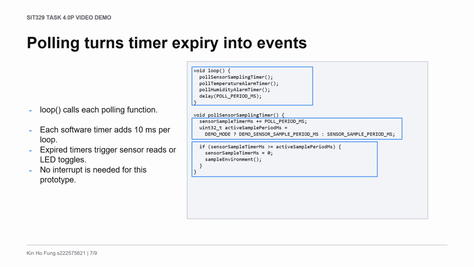This is the event-driven model used in the task. The firmware repeatedly polls timers, and each timer expiry becomes an event that triggers an action.